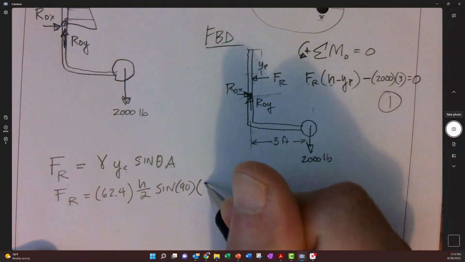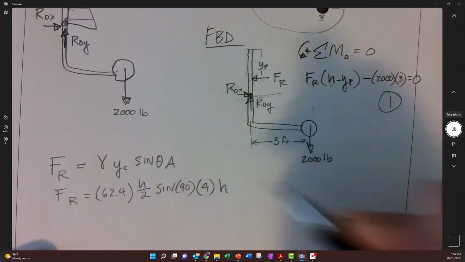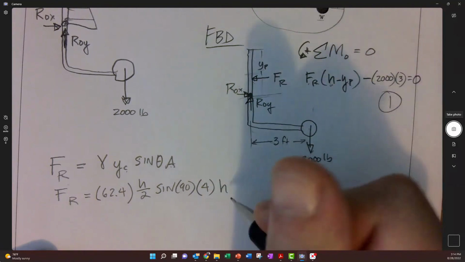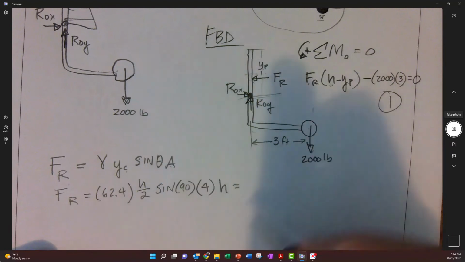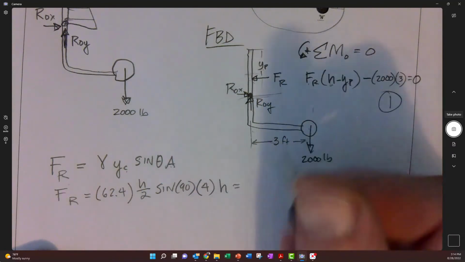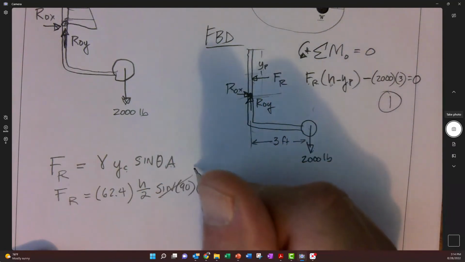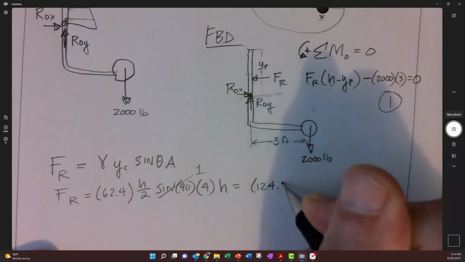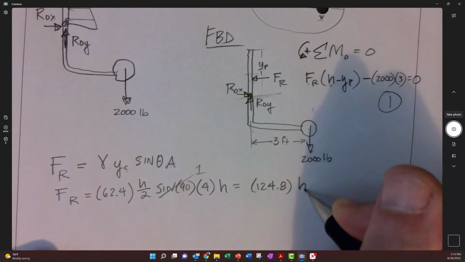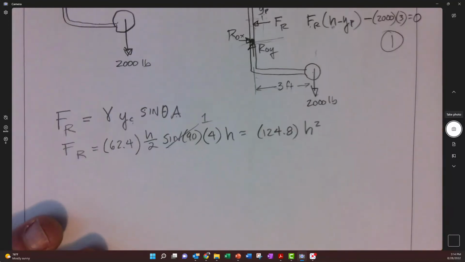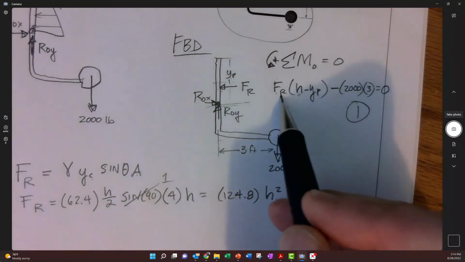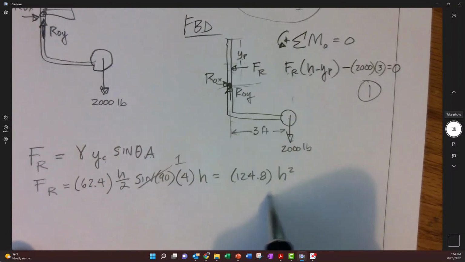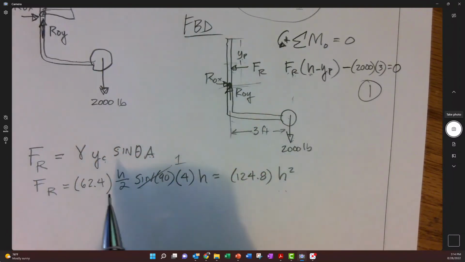Well, we know the width is 4 feet, and we're trying to find H, right? So if you do all these numbers, we can condense it down, because the sine becomes 1, and we get 124.8 H squared. Okay, so we've got FR. It's in terms of H because we don't know that. It's the thing we're trying to find.